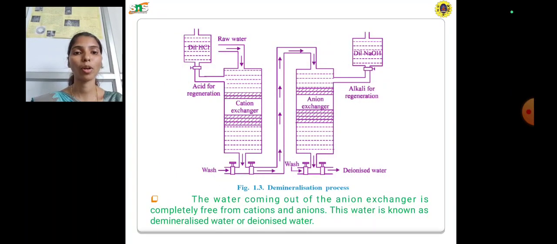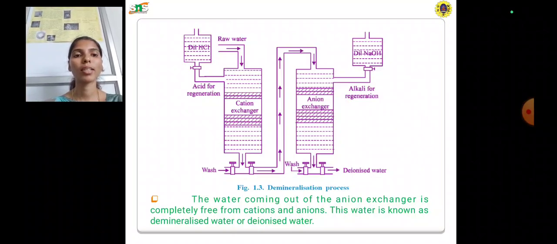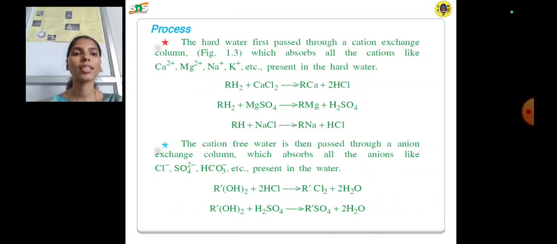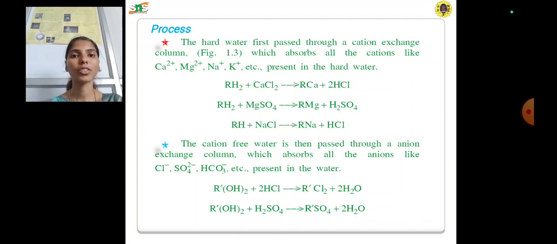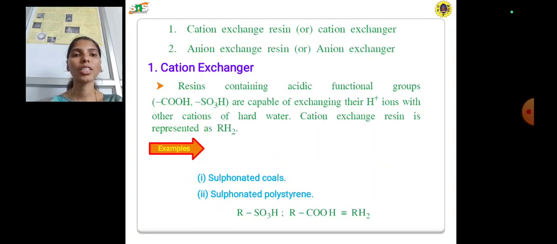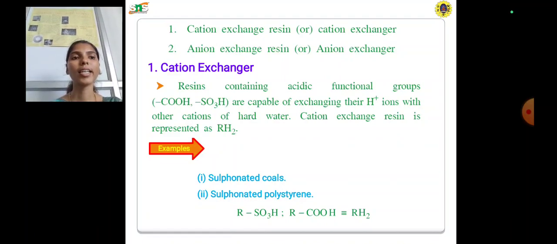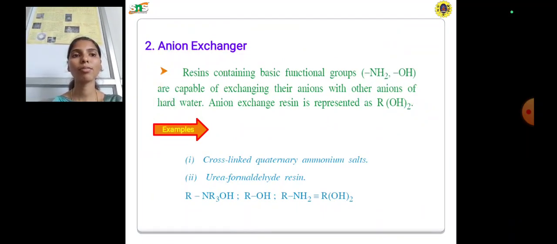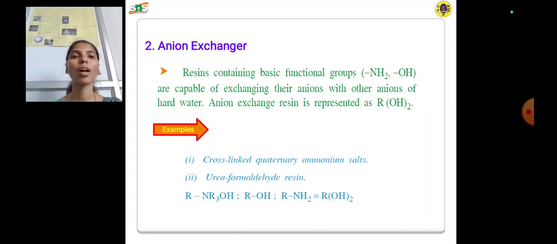In the ion exchange process, we have seen two types of exchangers. One is the cation exchanger and another one is the anion exchanger. In the cation exchanger, an acid medium will be present, and in the anion exchanger, a base medium is present. The cation exchanger has acidic functional groups, that is COOH and SO3H. The anion exchanger has basic functional groups, that is NH2 and OH- ions. These are capable of exchanging their anions with other anions of hard water.